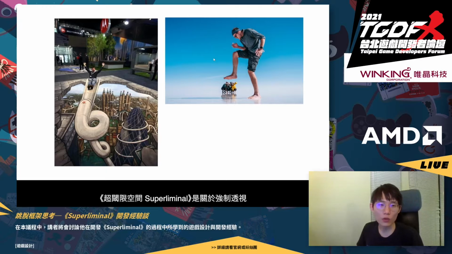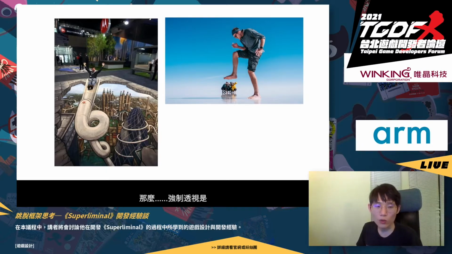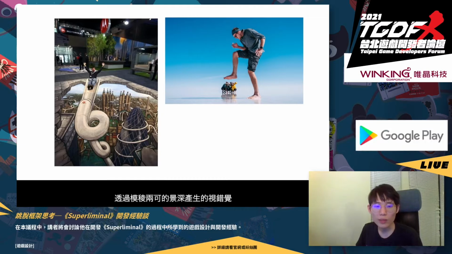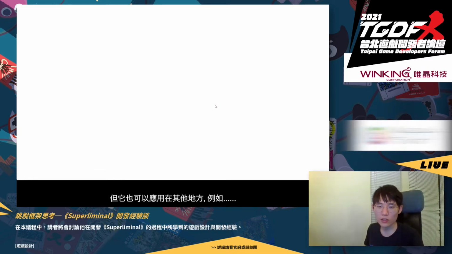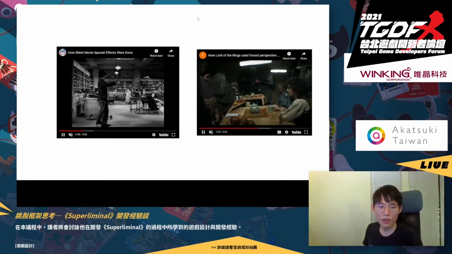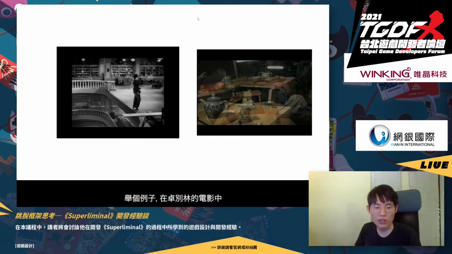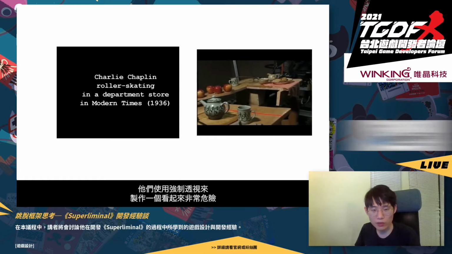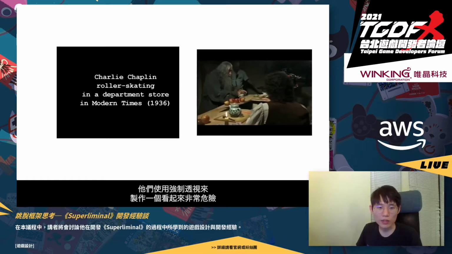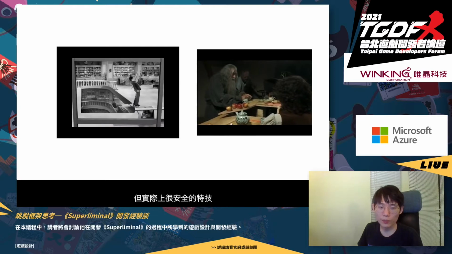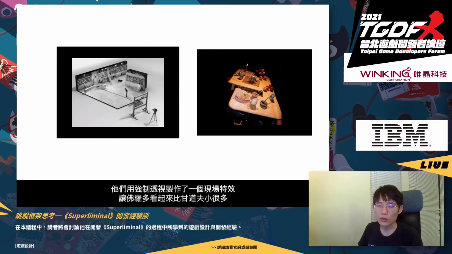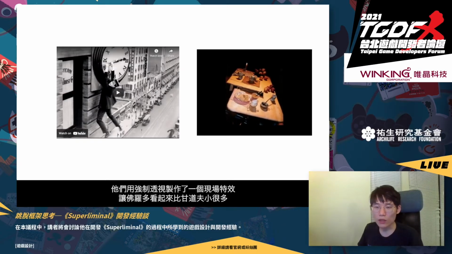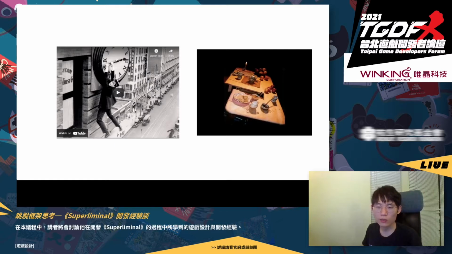And Superliminal is about forced perspective. Forced perspective is an optical illusion created by the ambiguity of depth. You might have seen it before in art or photography, but it's also used in movies. For example, in the Charlie Chaplin film, they use forced perspective to make a stunt that looks very dangerous actually very safe. And a more modern example, they used it in Lord of the Rings to make the practical effect of making Frodo look a lot smaller than Gandalf.